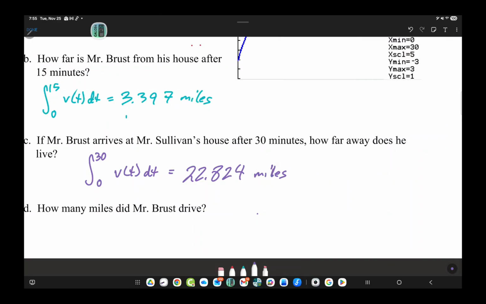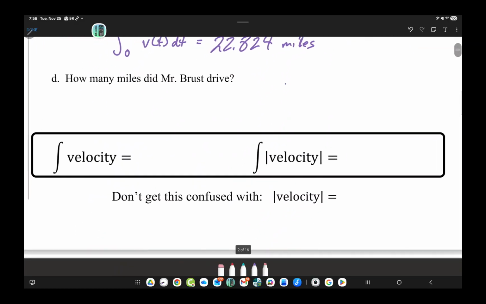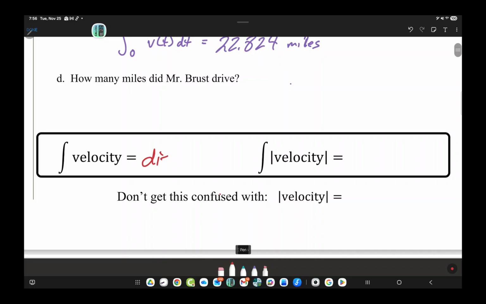Now, what that tells us is the total change in position. Based on this function, the change in position. Otherwise, what that tells us is the displacement. If we just take the integral, all we have is a displacement.